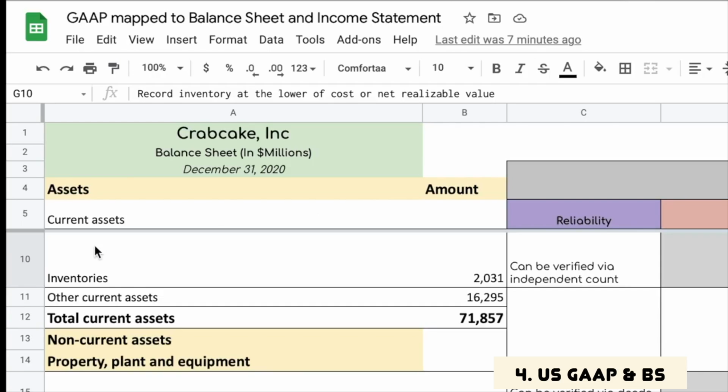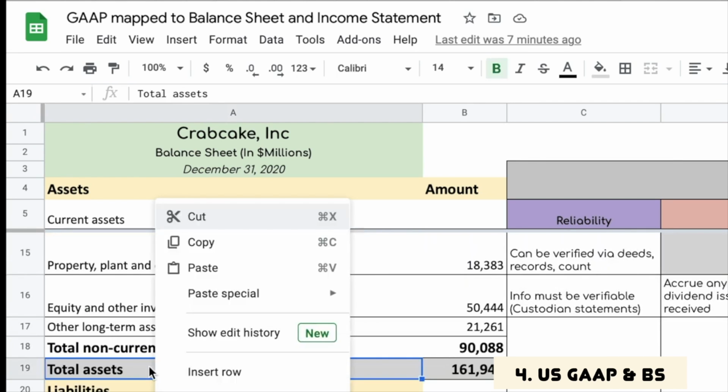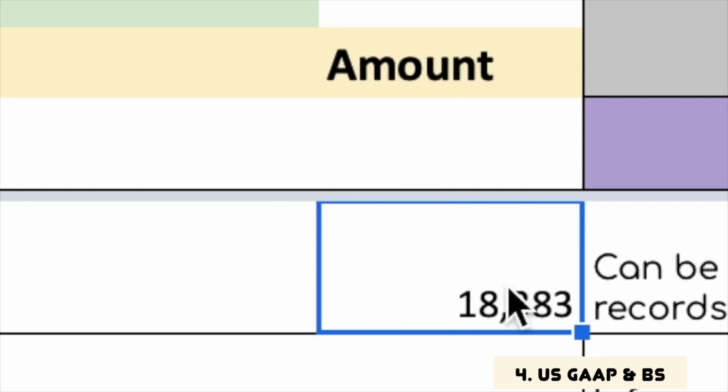All right, so now we're done with the current assets section and we're gonna jump into the non-current assets. And the first item that we got here is property, plant, and equipment. And so the balance here is shown as net, and the net here is net of accumulated depreciation, and the balance here sits at $18 million.